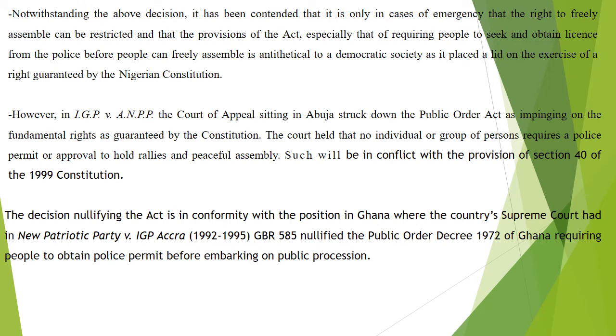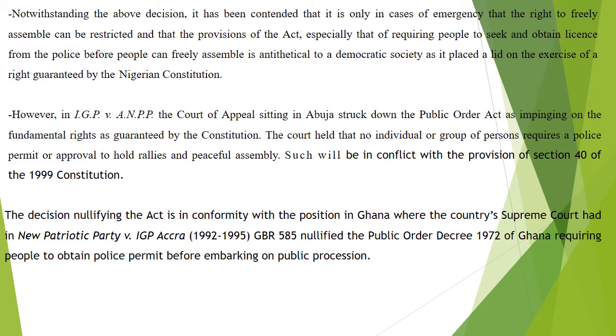So this is still saying what we are saying, that notwithstanding, Section 45 arises only in emergency cases. So it is only in an emergency case, for instance, where there is a breach of the peace, where there is chaos, where there are all kinds of riots, that the assembly can be restricted. Apart from that, the issue of seeking a license from the police before people can freely gather is no longer seen as the position of the law, as Section 40 of the Constitution gives everybody the right to freedom of assembly and freedom of procession.